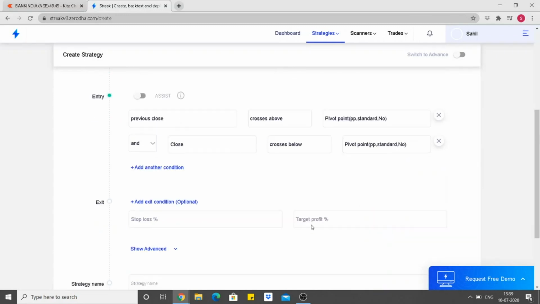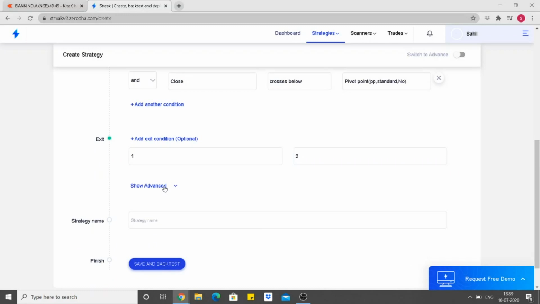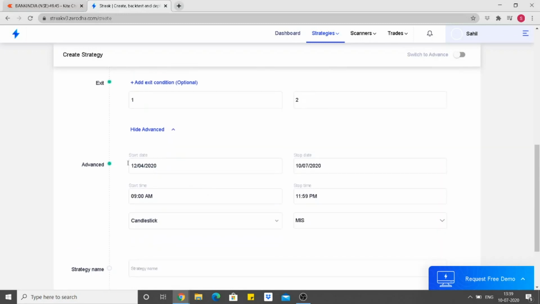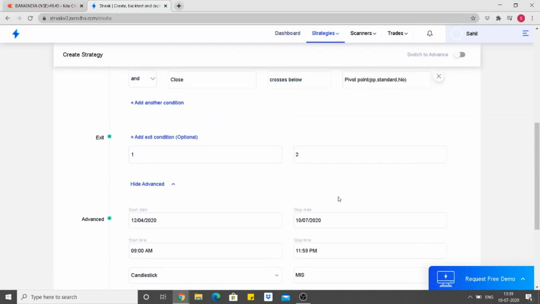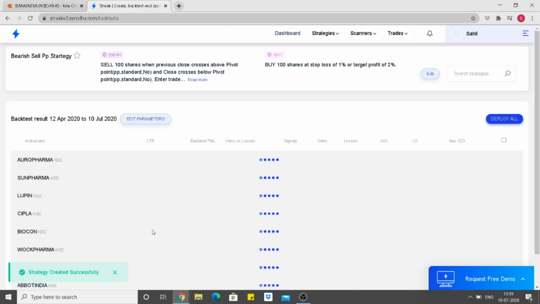I'll be maintaining a 1 is to 2 risk to reward ratio again. So my stop loss is going to be 1%. My target profit is going to be 2%. Again, as I told you before, you can edit any of the advanced parameters that you want to edit according to your preferences, right? We're giving the strategy a name. Okay, let's go ahead and backtest the strategy now.